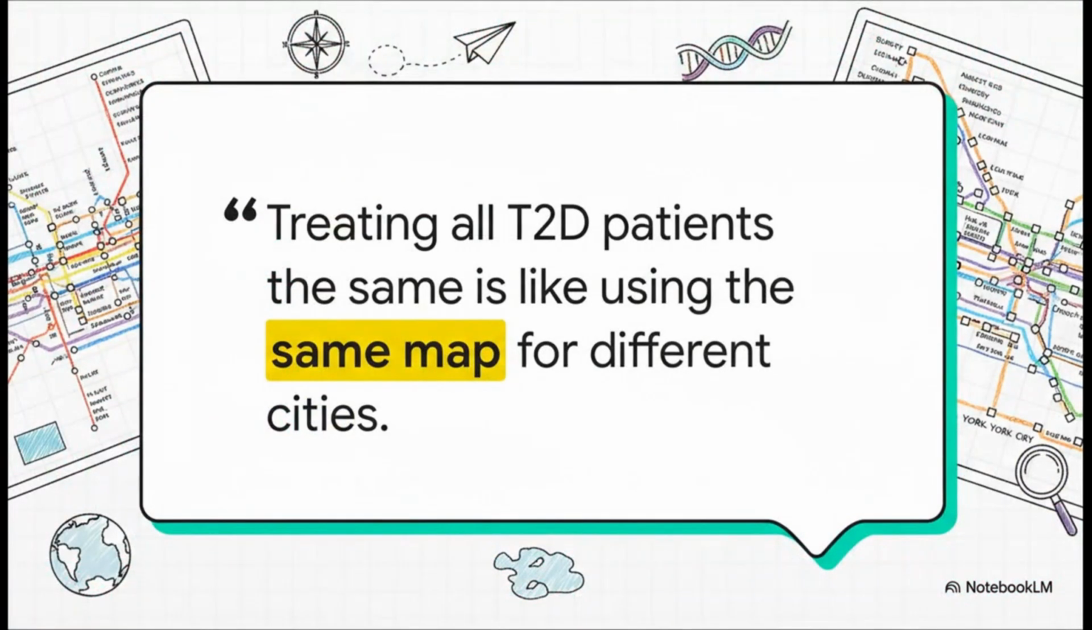I love this quote here. It just nails the problem. Treating all T2D patients the same is like using the same map for different cities. Just think about that. Imagine trying to find your way around Tokyo with a map of Paris. You'd be hopelessly lost, right? Well, that's pretty much what we've been doing with type 2 diabetes. We've been handing everyone the same map, even though they're headed to totally different places.